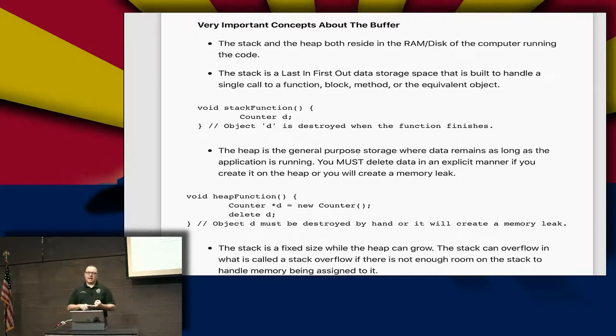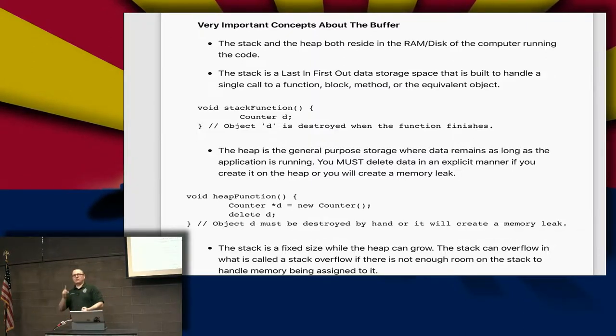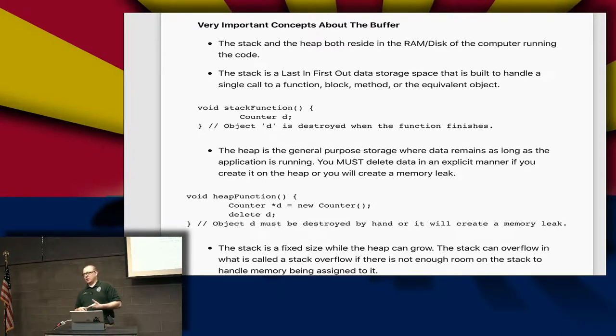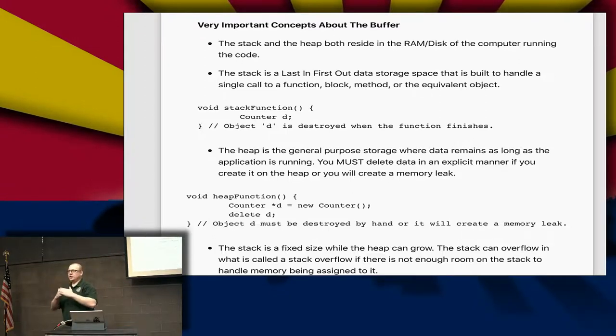So, very important concepts about the buffer. Both the stack and the heap reside in the RAM and disk of the computer running the code. Okay? So when we talk about stack or we talk about heap, it's in RAM, it's on disk. The stack is a last-in, first-out data storage space that is built to handle a single call to a function, a block, a method, or the equivalent object. So if I make a function, and as the code is being run we hit that function, guess what? That function is inside the stack.